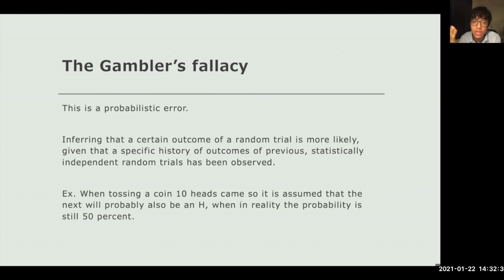Another example is when tossing a coin, 10 heads came. So when you toss a coin 10 times, you got heads 10 times. So you assume that the next one will also probably be heads, when in reality, the probability is still 50%. The fact that there were 10 heads before does not change the probability that this time is still going to be 50%, because flipping a coin is an independent event, right? This one, you don't usually get asked, but it's good to understand. It's a bit more complicated, so you'll have to pay attention here.